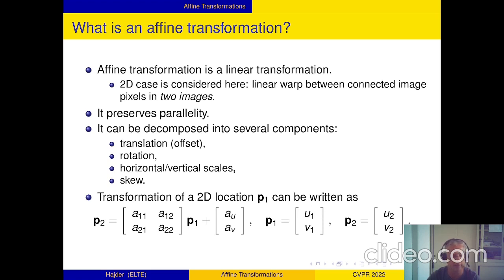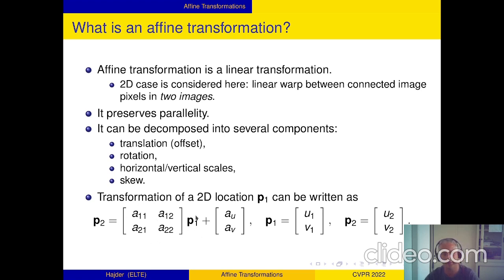So if in the first image the two lines are parallel, after the affine transformation the transformed lines are parallel as well. And the transformation, as it has a linear part, here you see at the bottom that this equation describes the affine transformation. There are four linear parameters on the left.